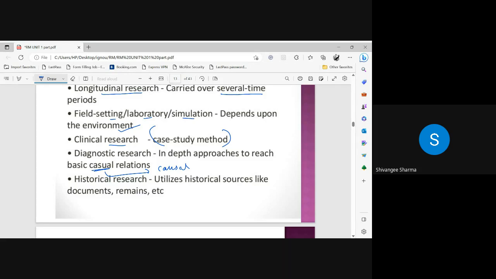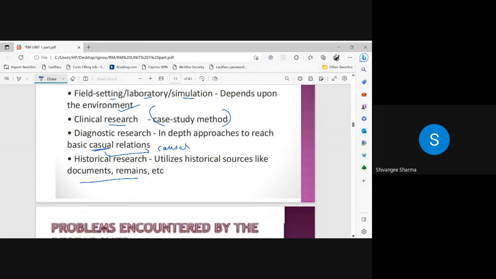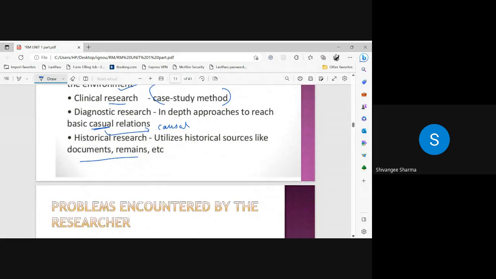Then historical research utilizes historical sources like documents and remains. There are so many researches right now going on related to analyzing whether Indian mythology holds true or not. That is historical research. And also the research related to remains or the fossils are historical research, in which they identify the characteristics. And there is also research being conducted for identifying the age of Earth, how old is our Earth. So all these researches are basically historical research.